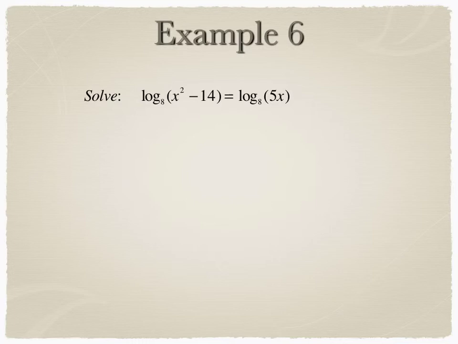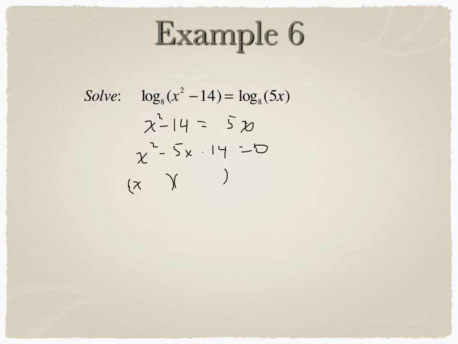Let's try another example. We can see here again that the bases are conveniently the same, so all we have to do is set the arguments equal to each other. x squared minus 14 equals 5x. And this is actually going to be the same type of problem that we had in chapter 5 when we were doing quadratics. So we're going to do x squared minus 5x minus 14 equals 0. We can factor this, and we end up with 14, that's 7 and 2, 5, so that's minus plus, right? So my two answers will be x equals minus 2 or x equals 7.